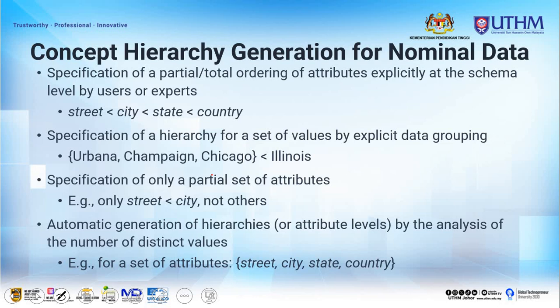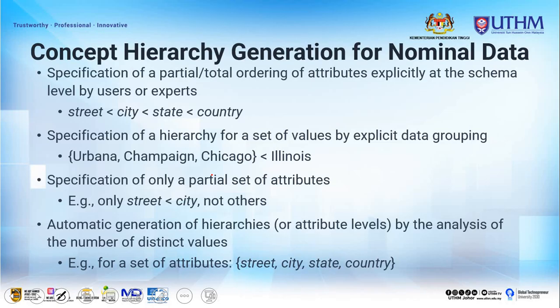Concept hierarchy generation for nominal data. This one is specifically for nominal data, where the partial or total ordering at the schema level is used, where users or domain experts can explicitly define a hierarchy by specifying the partial or total ordering of attributes. For example, street, city, state, and country. So it goes from street first, then city, then state, then country. This indicates that streets are grouped under cities, cities under states, and states under the country.